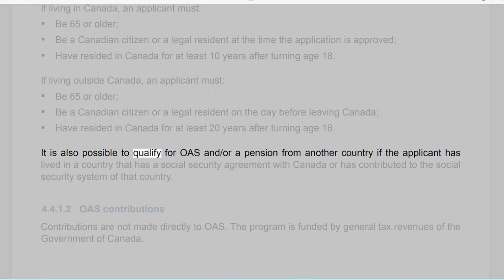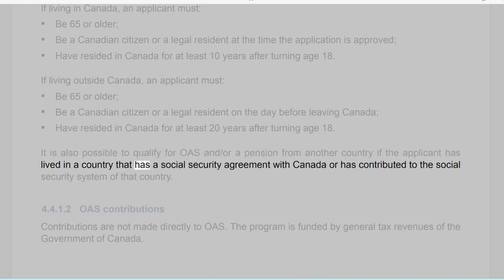It is also possible to qualify for OAS and/or a pension from another country if the applicant has lived in a country that has a Social Security agreement with Canada or has contributed to the Social Security system of that country.